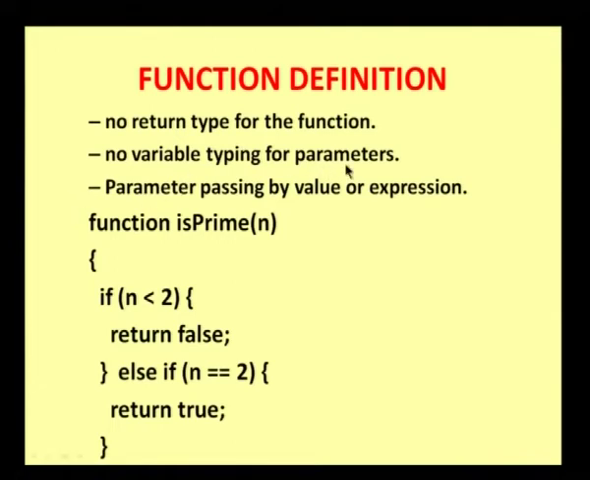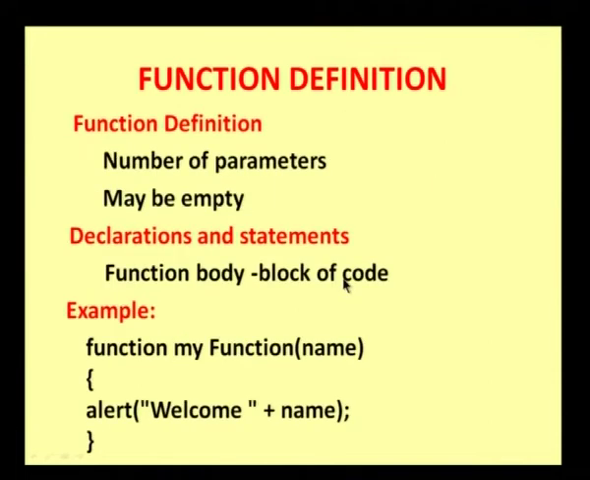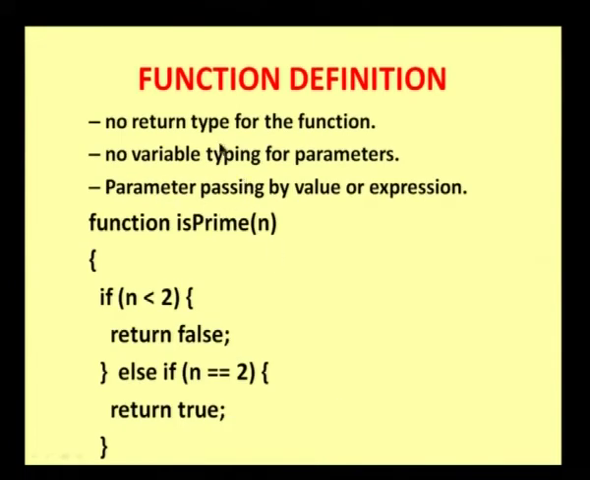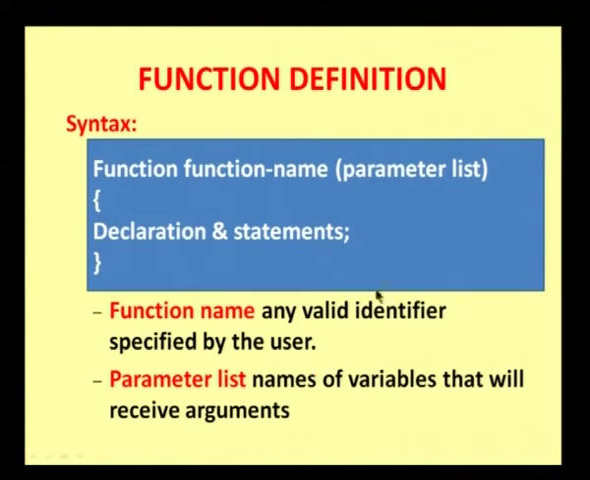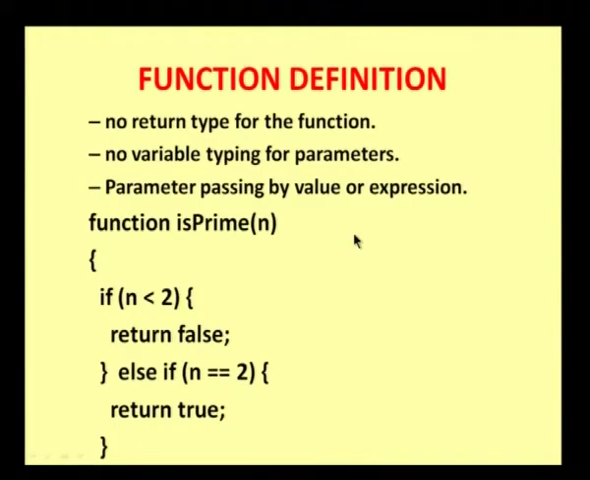Next, there is no variable typing for parameters. For example, in this we are not passing int name or string name like that. We are not passing any variable type. So this is a basic difference. As usual, we can pass a value or an expression for the parameter list. So in the parameter list no data type should be present, and no return type. We use only function, and inside the parameters we do not specify types; we pass values or expressions.